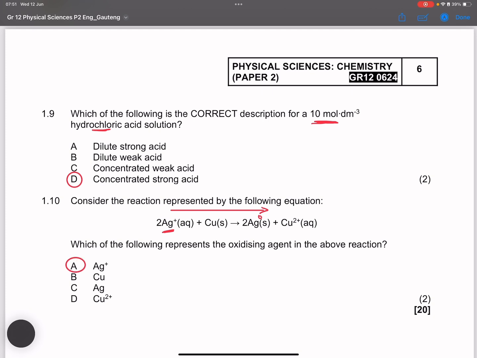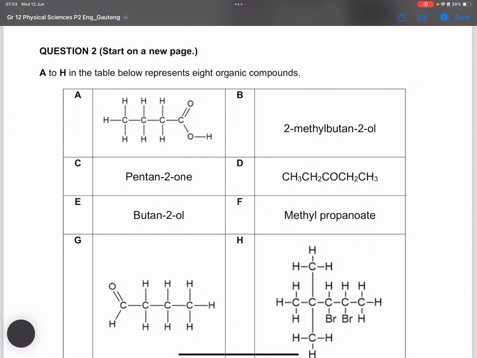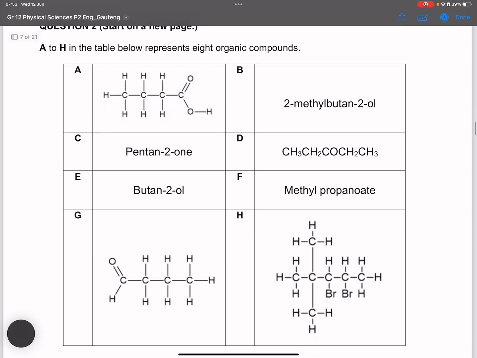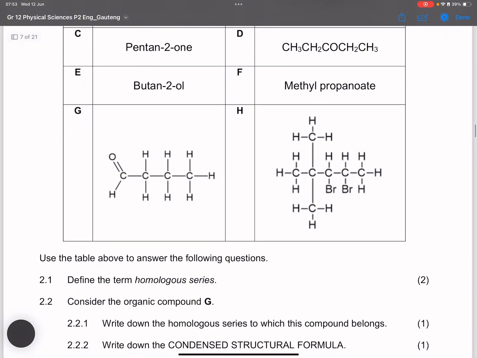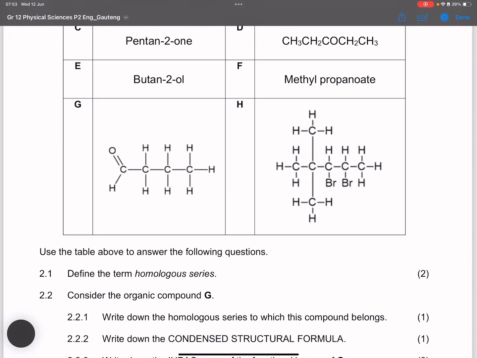Right, ladies and gents, that is how the multiple choice section goes on this question paper. It is quite an interesting multiple choice section. All right, let's go on to question 2. Hop on to question 2. So they say we've got a table below that represents 8 organic compounds. Okay, so quickly let's have a look at the questions that are given. Right, they say use the table above to answer the following questions.